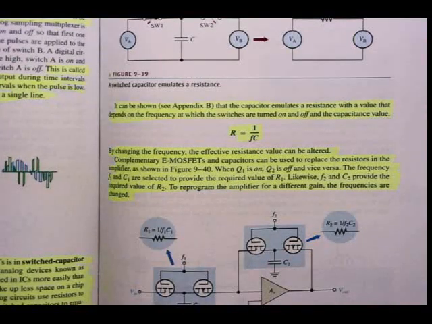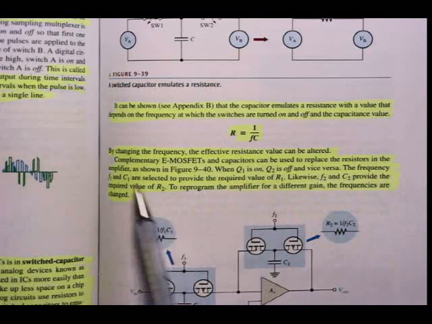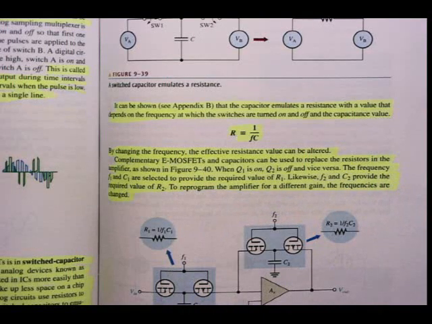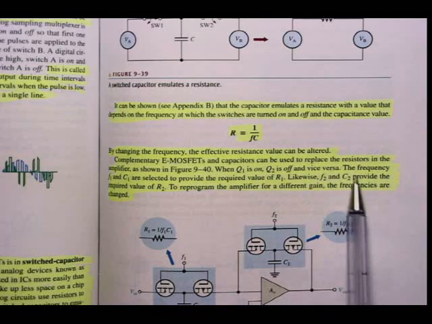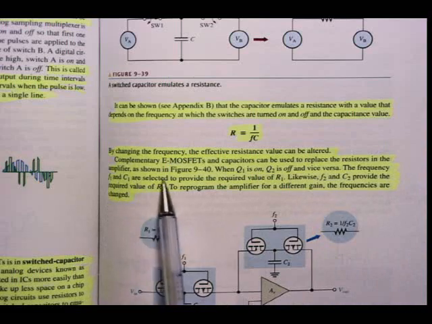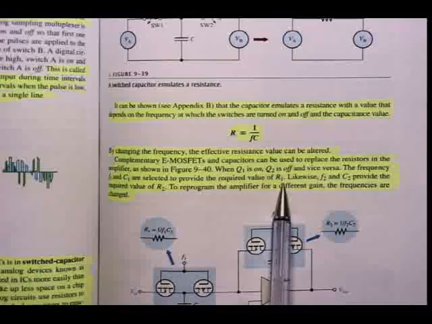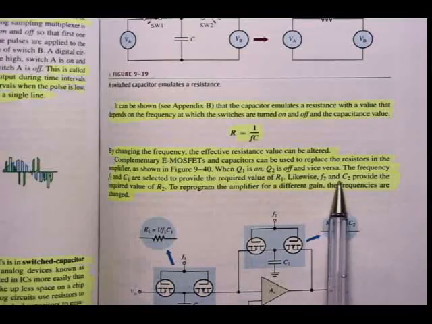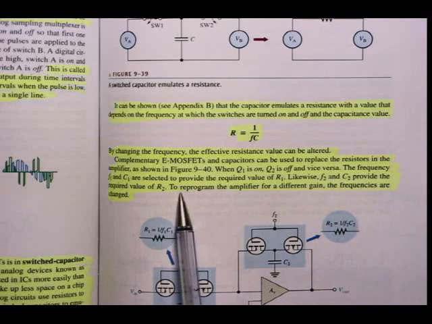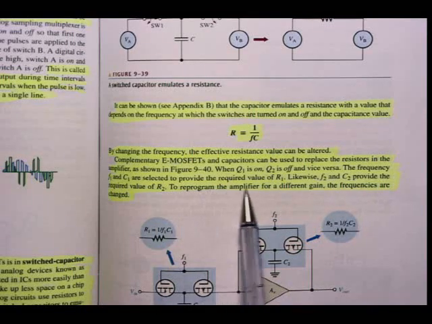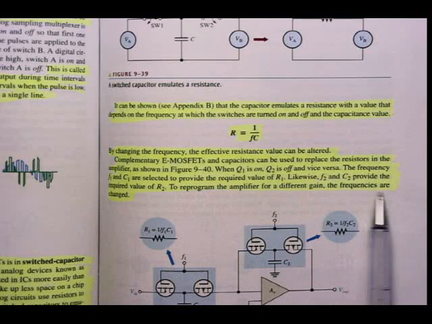Complementary E-MOSFETs and capacitors can be used to replace the resistors in the amplifier as shown in figure 9.40. When Q1 is on, Q2 is off, and vice versa. The frequency f1 and C1 are selected to provide the required value of R1. Likewise, f2 and C2 provide the required value of R2. To reprogram the amplifier for a different gain, the frequencies are changed. All right, so there is the application.